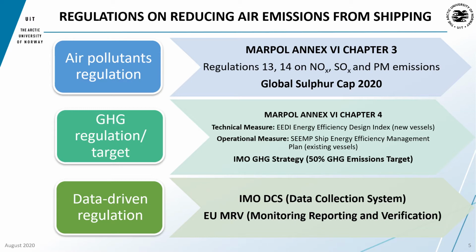Regulations on reducing air emissions from shipping can be divided into three categories. In terms of air pollutants regulation, NOx, SOx, and PM emissions are addressed in Regulation 13 and 14 in MARPOL Annex 6, Chapter 3. The Global Sulfur Cap 2020 just entered into force, limiting sulfur content in bunker fuel to 0.5%.